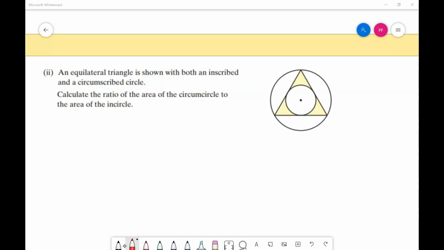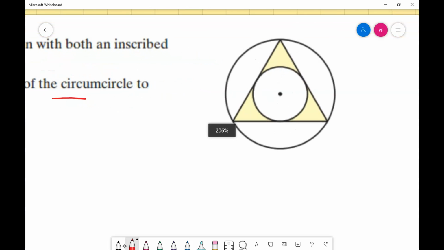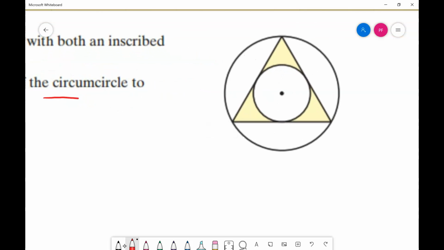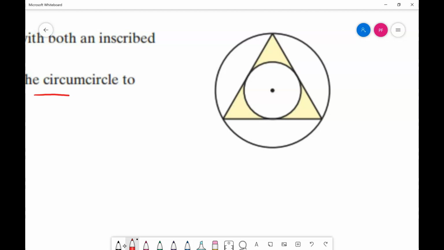Alright, part 2 of question 8. An equilateral triangle is shown with both an inscribed and a circumscribed circle. Calculate the ratio of the area of the circumcircle to the incircle. So let's look at the circumcircle first, for the outside one.